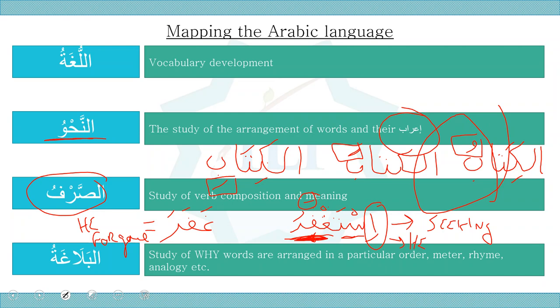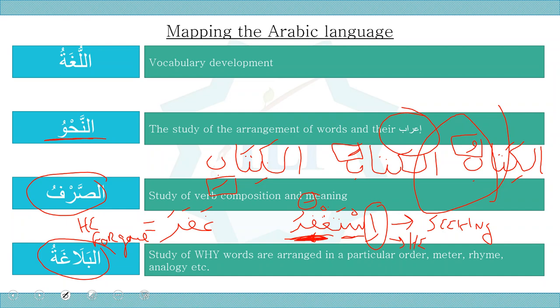So this is what sarf will teach us, inshallah. If you learn the root words and all the various forms that the root words can make, then you can build an entire dictionary of vocabulary, inshallah. The last science, inshallah, is al-balagha. And al-balagha is basically the heightened form in which you use language.